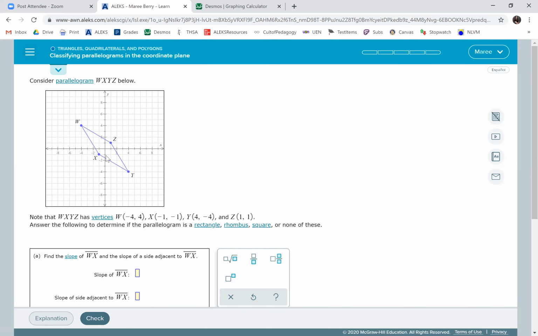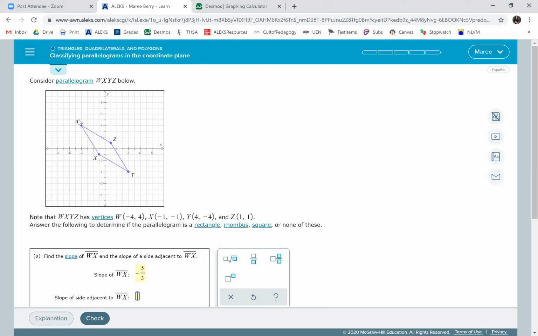So the slope of WX. So we go WX, it looks like it's negative. Let's type in negative so I don't forget. And then rise over run. So we're going to go up 1, 2, 3, 4, 5. And to the left, 1, 2, 3. So 5/3. Also, you could look between the points W and X, and you could say, oh, between 4 and -1 is 5 units, and between -4 and -1 is 3 units. So you just look at how far apart the X's and Y's are, and the Y's go in the numerator.